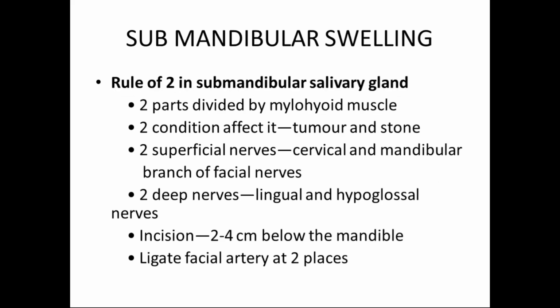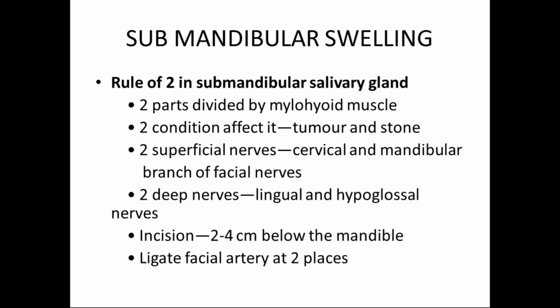So, submandibular swellings. Rule of two in submandibular salivary gland. Two parts, the superficial and the deep, are divided by the mylohyoid muscle. Two conditions: tumor and stone. Two superficial nerves: cervical and mandibular branch of facial nerve. Two deep nerves: lingual and hypoglossal nerves.